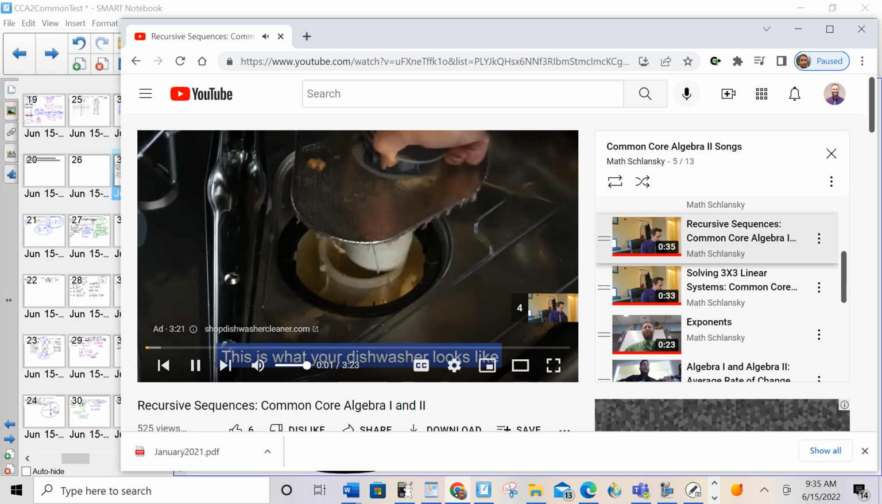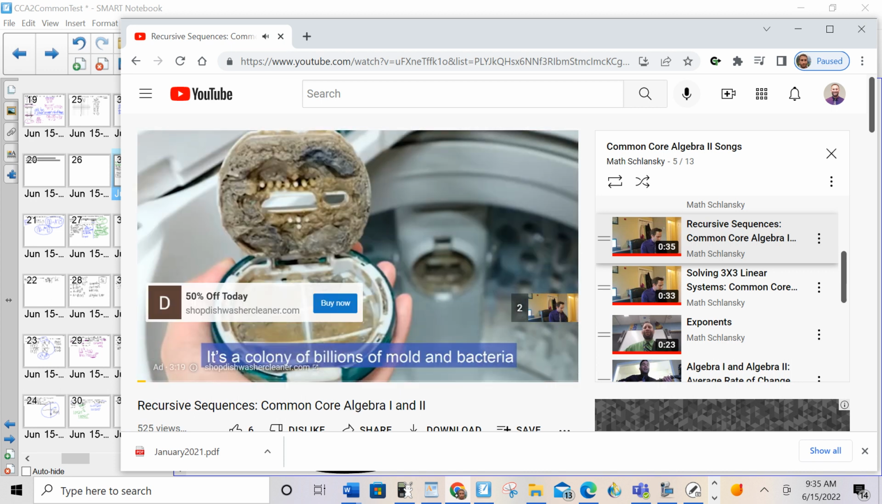This is what your dishwasher looks like after 1 year. It is not. It's a colony of billions of mold and bacteria. It is not.